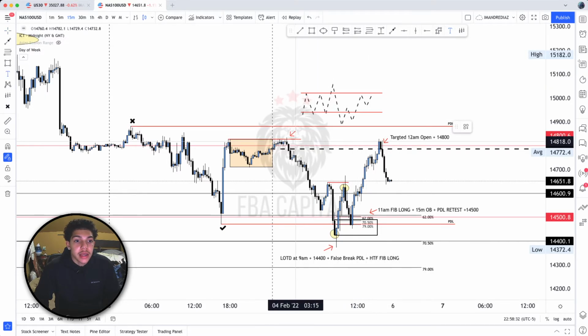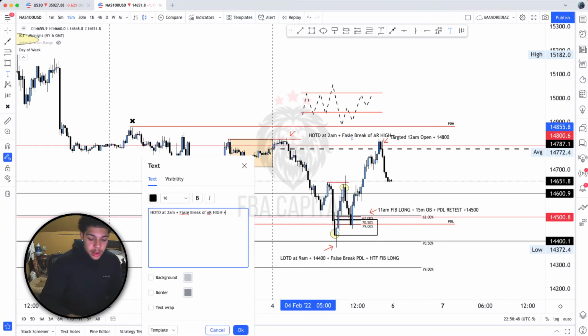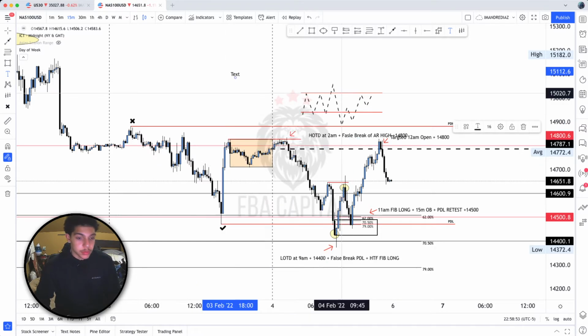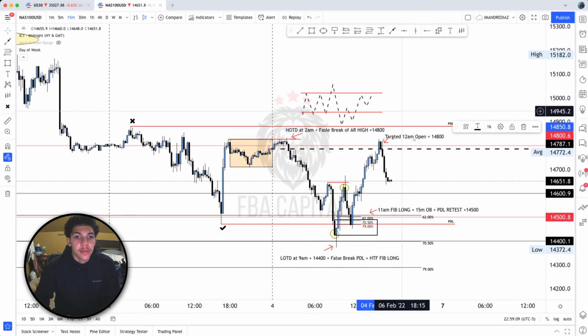Now we get to the last portion right over here where we had this high of the day. We had the high of the day at 2 in the morning. So I had the high of the day at 2 a.m. after, what would I say, a false break of Asian range high, making the high of the day. And then we also had at 14,800, that's where price overall started to have that reaction to the downside. So let me get rid of that. Just like that. I'm going to put this right over here just so I don't have everything too close to each other, but it's still close enough to where you can see it all. So just like this. Just like this. And there we go.